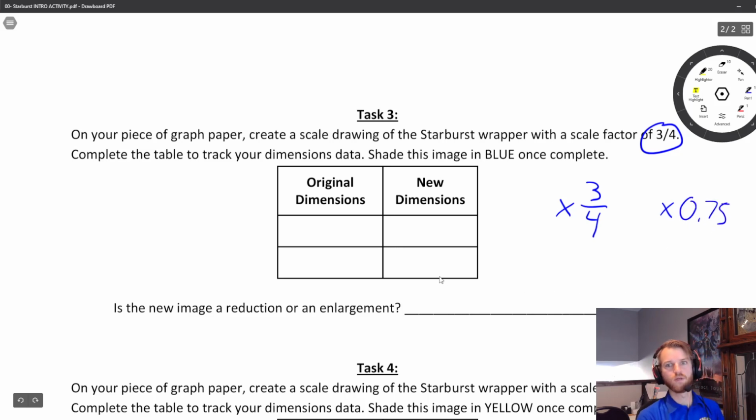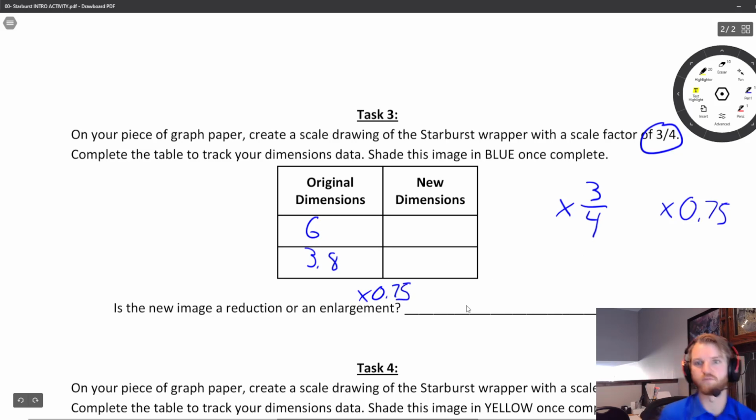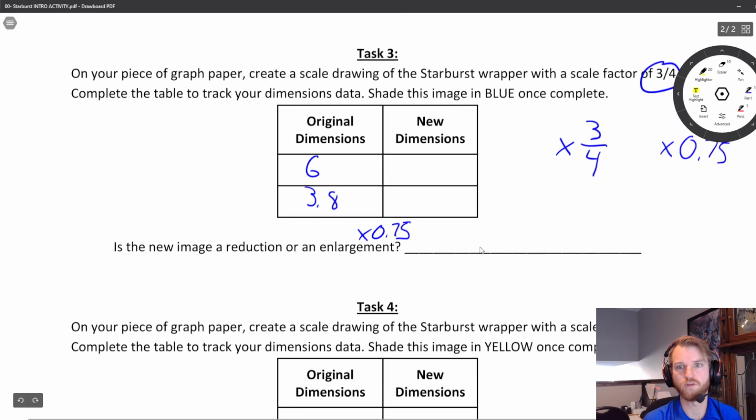So we'll take our original 6 and our 3.8, and we're going to multiply by our scale factor, which is 0.75. 3/4 means the same thing as 0.75. And this one is also going to be smaller. It's going to be 3/4 of the size, so we just call it a reduction.